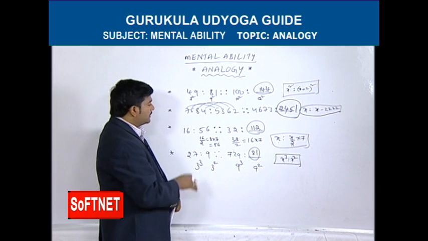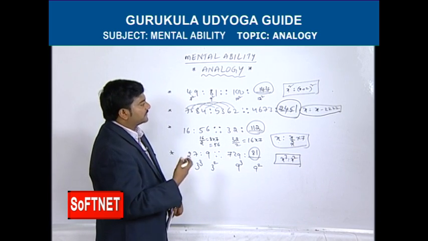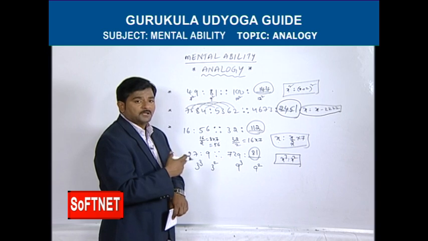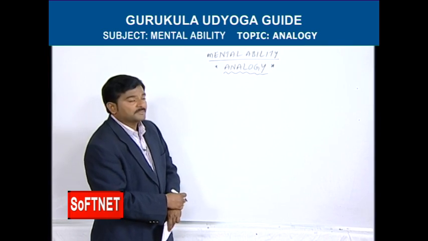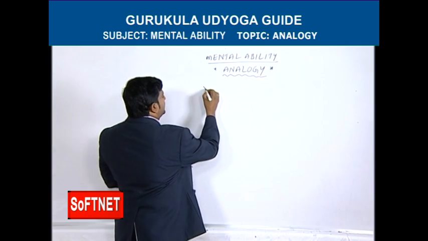Okay, so I hope these are the four different models. I hope you understood our 4 models. Now some other models in number analogy. Let us start by taking one question.